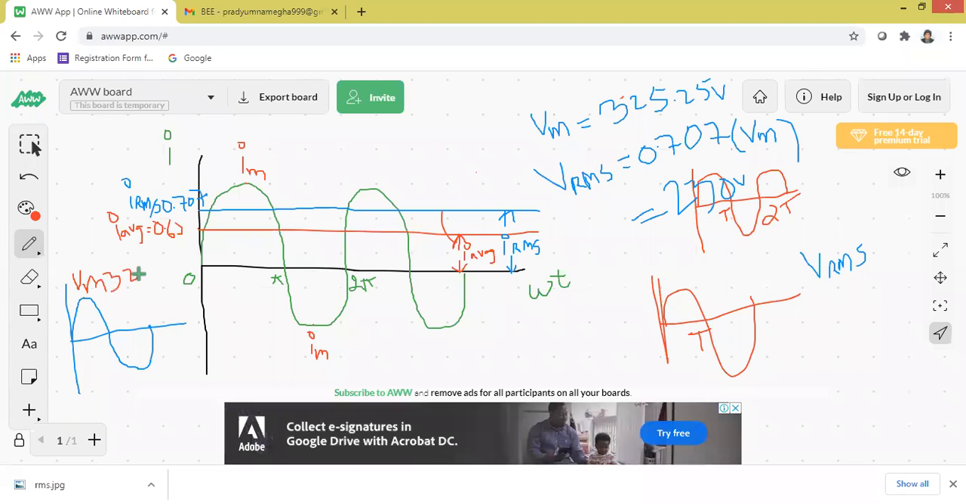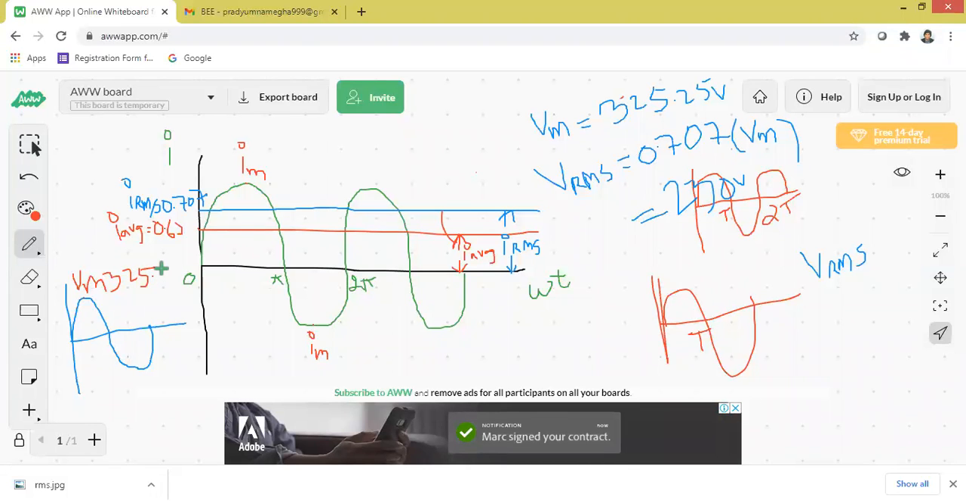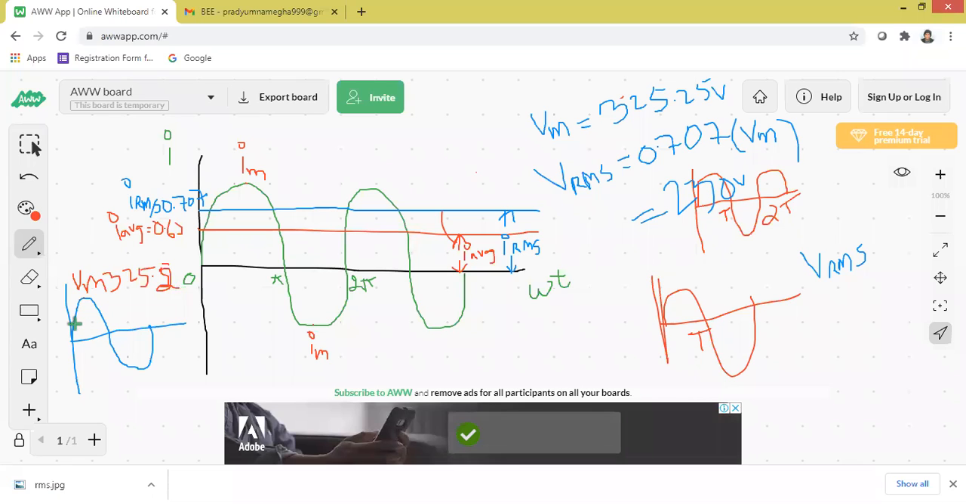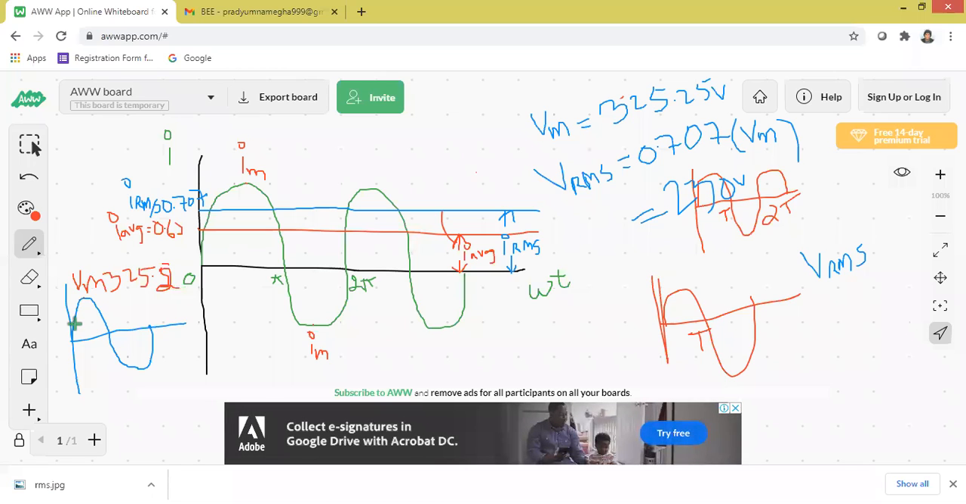Peak voltage, how much have they given, VM? 325.25, okay, you can write. Now all of you listen carefully. When you turn on the switchboard, peak voltage is how much? 325.25. But out of 325.25, only 230 volts is given to the fan or to the bulb. Yes or no? The 230 volts is called the RMS voltage.